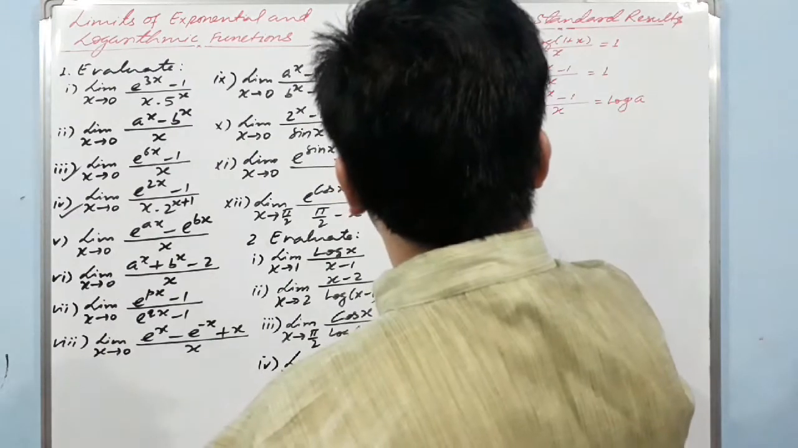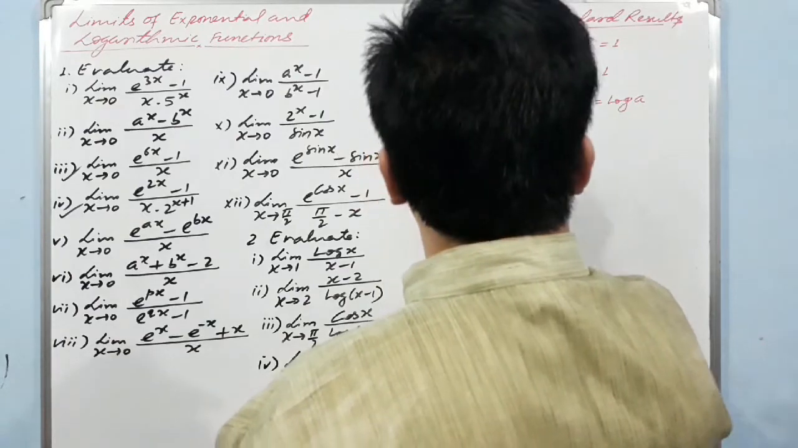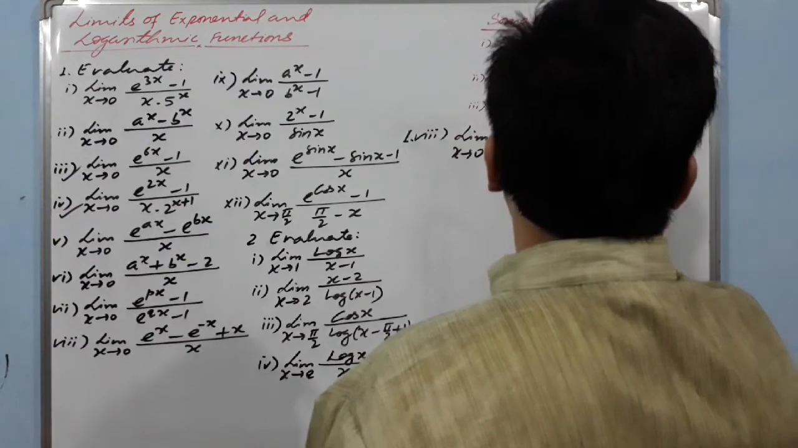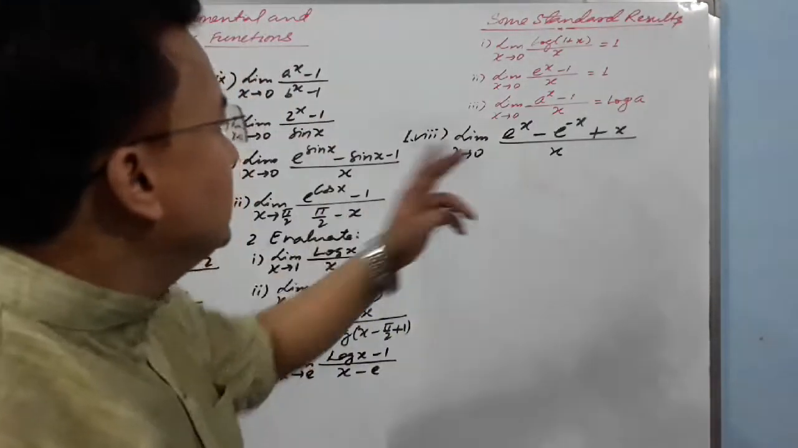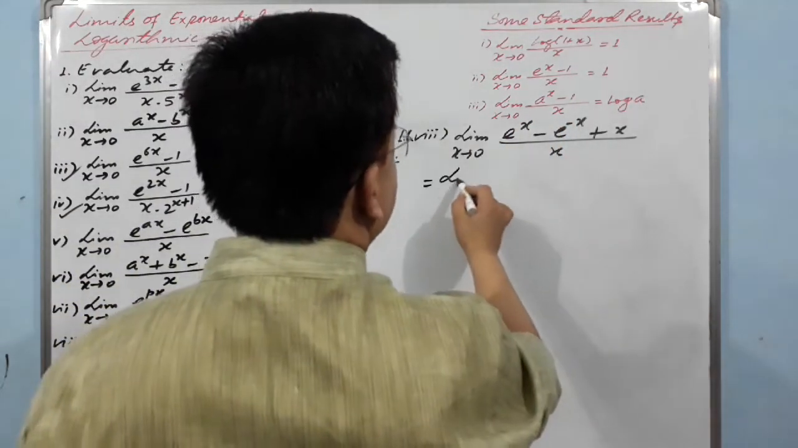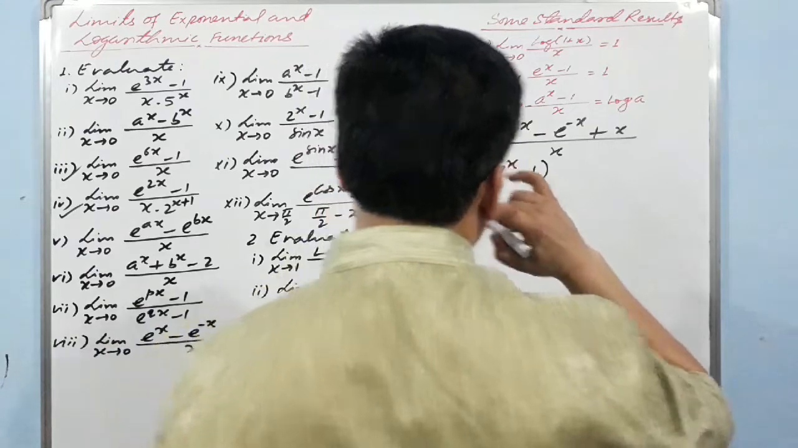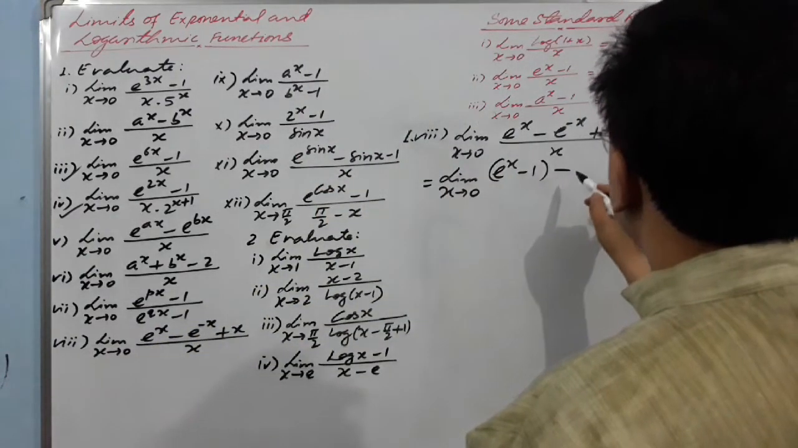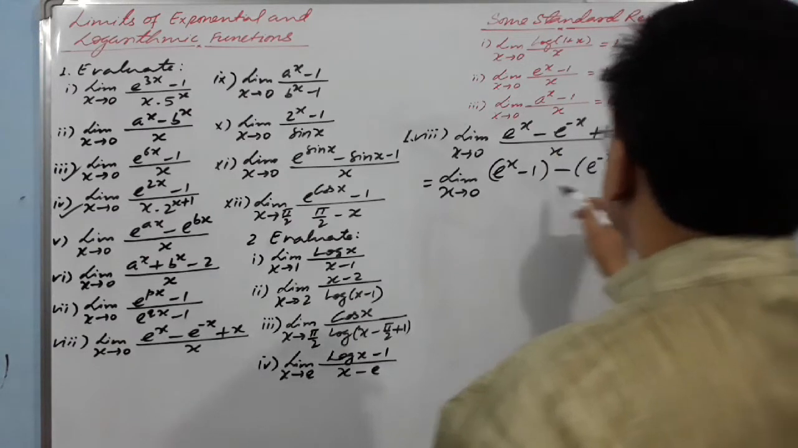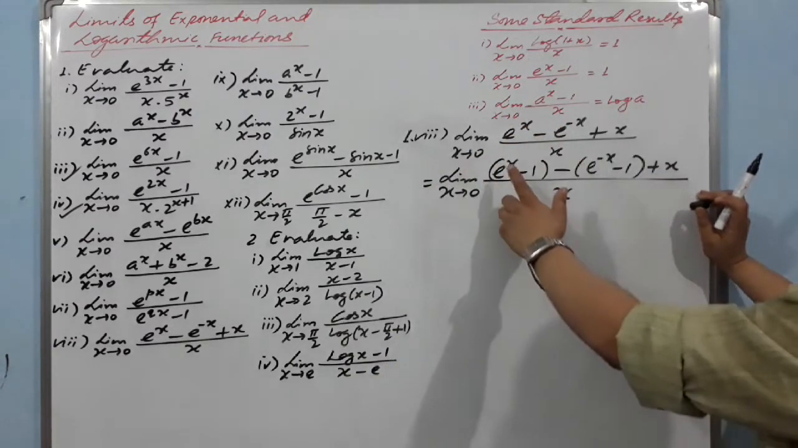Question number 8: limit as x tends to 0 of (e raised to power x minus e raised to power minus x plus x) over x. We need minus 1 with this and minus 1 with this, with x, no problem. We can see e raised to power x minus 1 minus (e raised to power minus x minus 1) plus x. First, let's check whether it is equal to this or not.